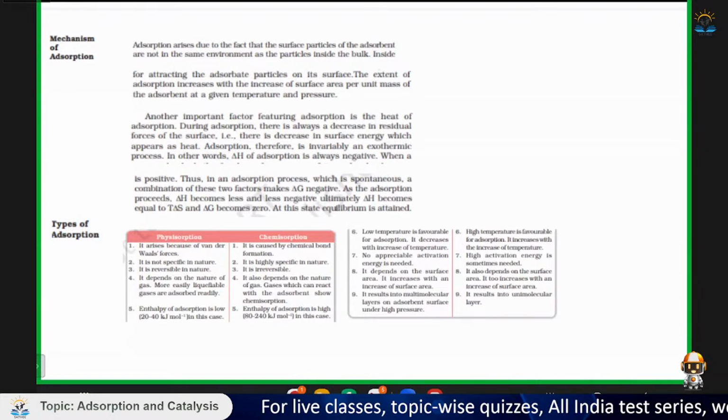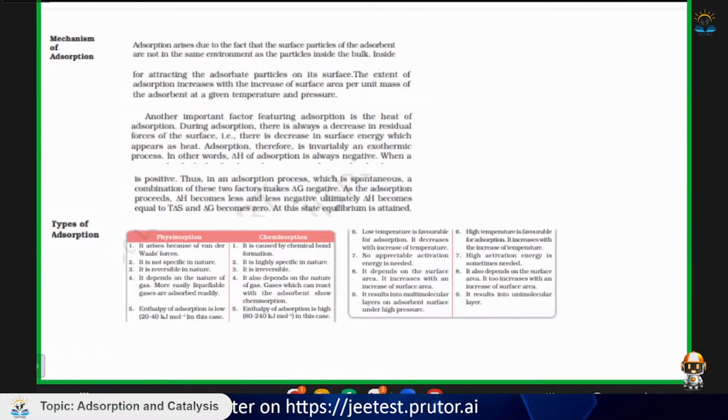The reason is that as temperature increases, the kinetic energy of your molecules increases. Then the van der Waals forces won't be able to hold these molecules well enough. So at low temperature, van der Waals forces act more effectively, since the kinetic energy of the adsorbate is less.